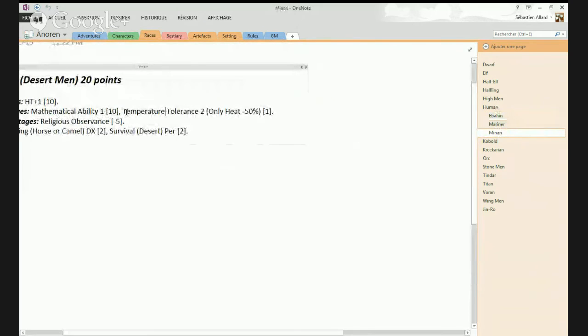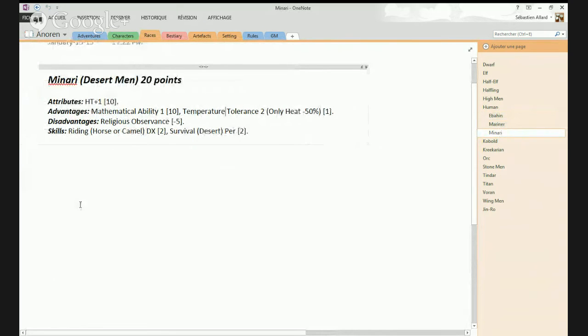Yeah, that's probably important. I have this template here I could use. This represents the typical Minari in my world. And yeah, religious observant. Okay. Thing is, with GURPS and templates, you can use them or you can't.